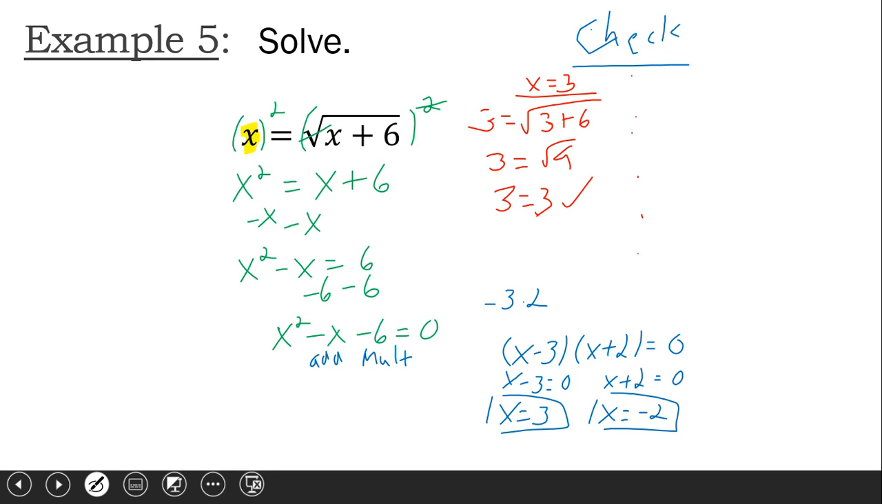When I plug in -2, I'm going to get -2 equals the square root of -2 plus 6. -2 equals the square root of 4. Now you have to think to yourself, is the square root of 4 equal to -2? Now technically it's equal to 2 or -2. Okay? So you have to remember that. And we're okay here.